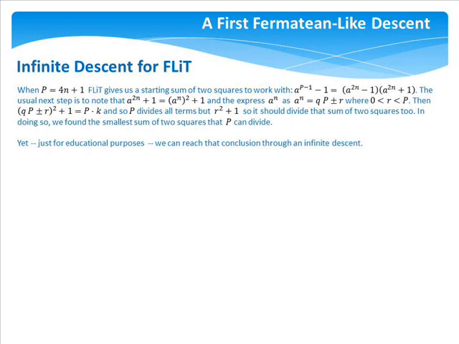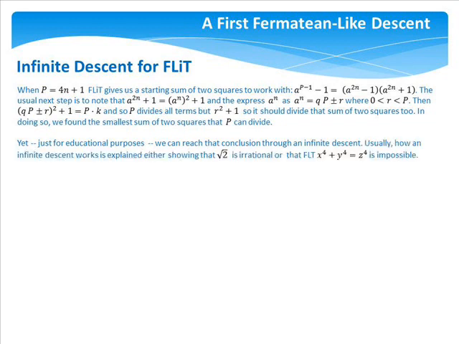Yet, just for educational purposes, we can reach that conclusion through an infinite descent. The idea is to present the method of infinite descent as easily as possible. Usually, how it works is explained either when showing that the square root of 2 is irrational or when proving Fermat's last theorem for fourth powers. Well, here's another straightforward way to grasp how a Fermatean-like infinite descent works.